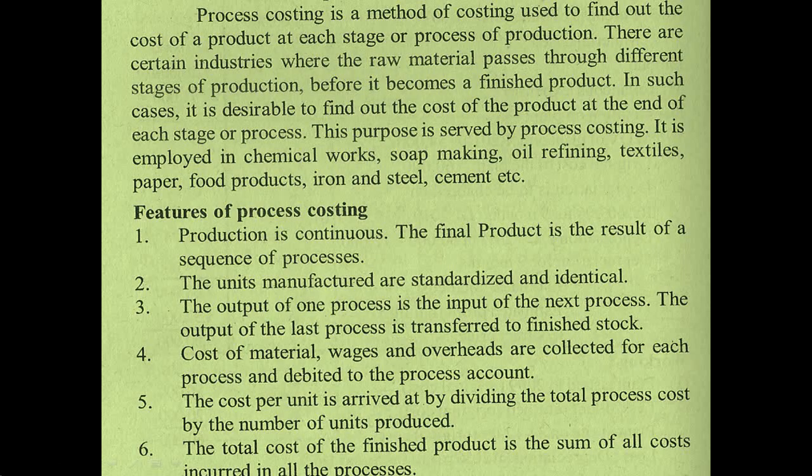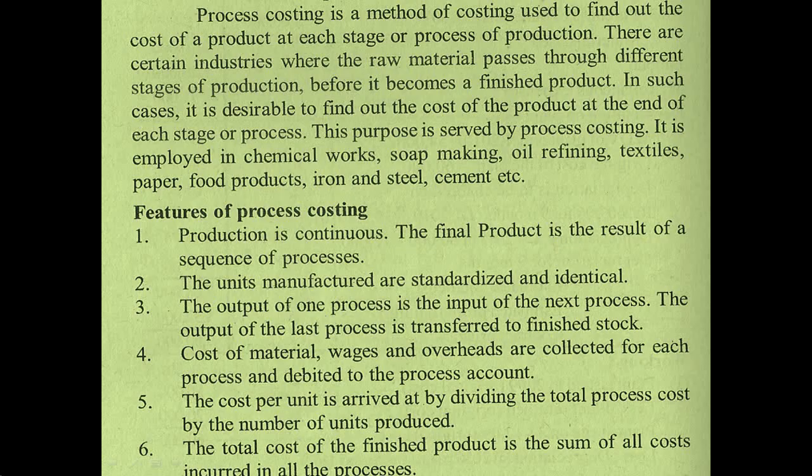Process costing. Meaning of process costing. Process costing is a method of costing used to find out the cost of a product at each stage or process of production. There are certain industries where the raw material passes through different stages of production before it becomes a finished product. In such cases, it is desirable to find out the cost of the product at the end of each stage or process. This purpose is served by process costing.